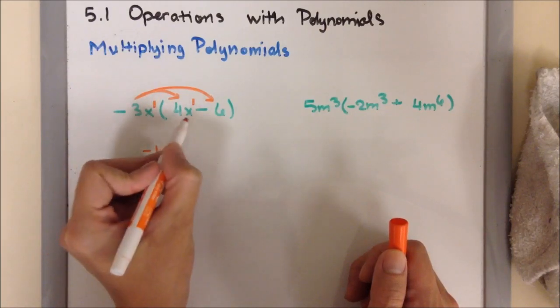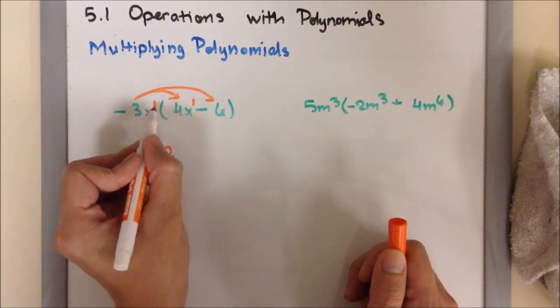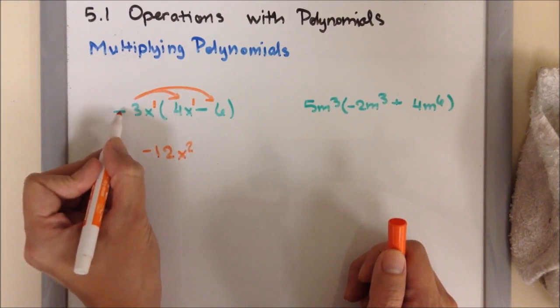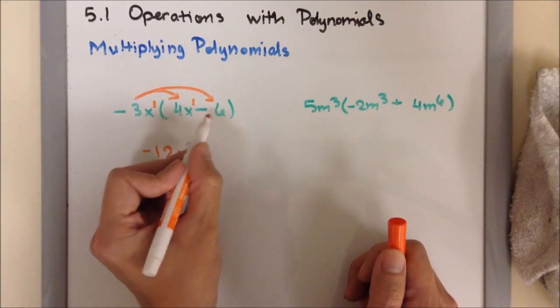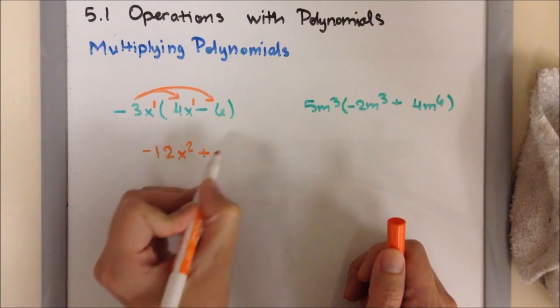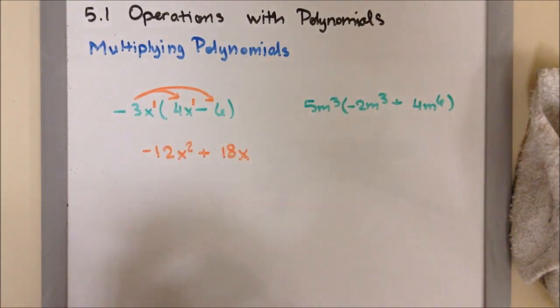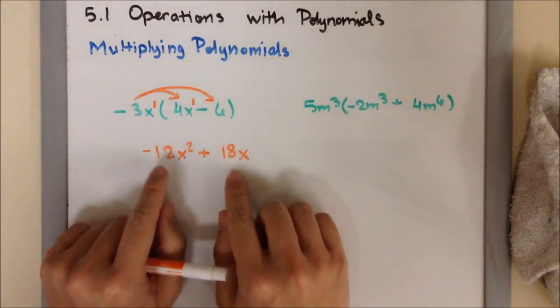x to the 1 power times x to the 1 power. I'm going to add these exponents up, so it's going to be x squared. And I'm going to do negative 3x times negative 6. It will be plus 18x. So I finished multiplying.